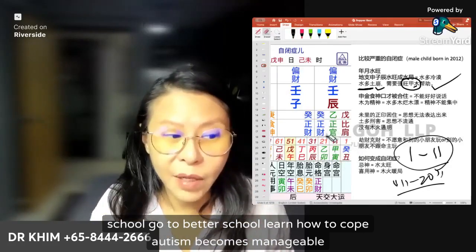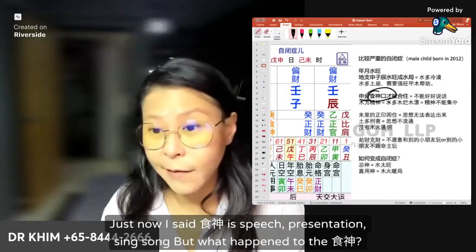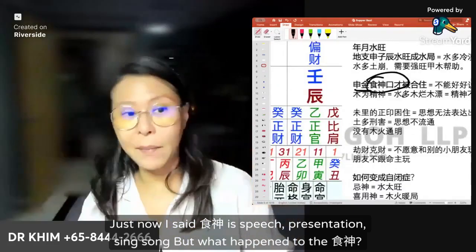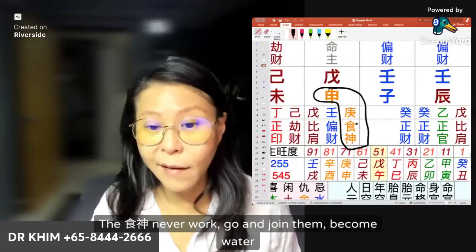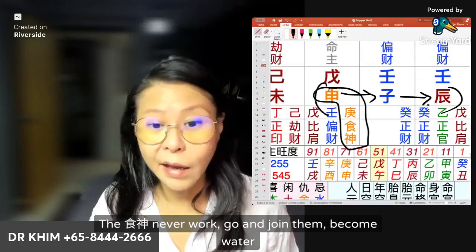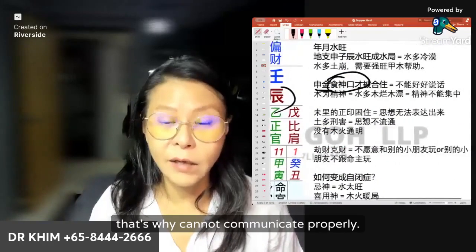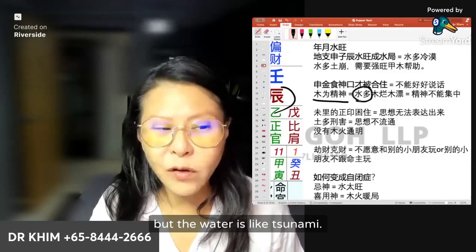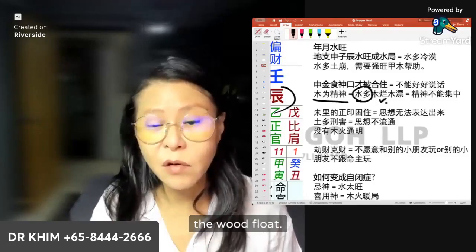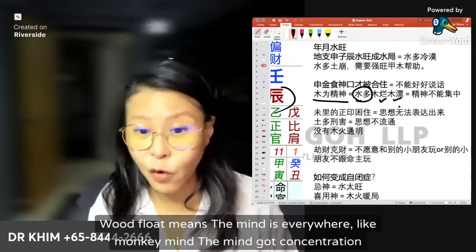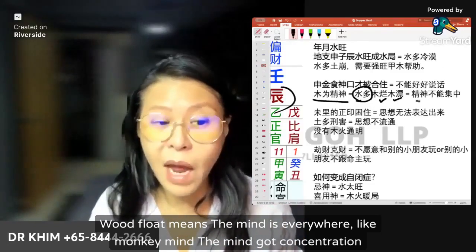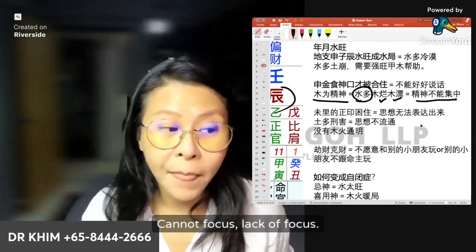It becomes manageable. Just now I said 时辰 is a speech, presentation, singing a song. But what happened to the 时辰? The 时辰 never works. It goes and joins them and becomes water. That's why you cannot communicate properly. Wood is mental health. But the water is like a tsunami. The wood floats. Wood floating means the mind is everywhere, like monkey mind. The mind has a concentration problem. Cannot focus, lack of focus.